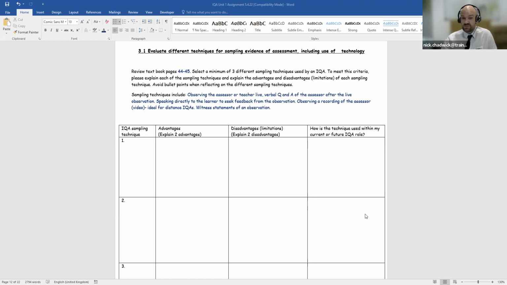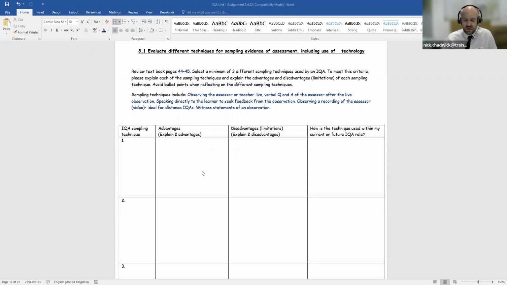We have a range of different methods we as IQAs can use to sample assessors' performances. There are a range of techniques we can use and adopt, such as observing the assessor or teacher live, and providing verbal Q&As to the assessor after the live observation. You could also speak directly with the learner to seek feedback from the observation. You could also observe a recording of the assessor. This is ideal for distance IQAs. Other sources of sampling techniques could be a witness statement as well.